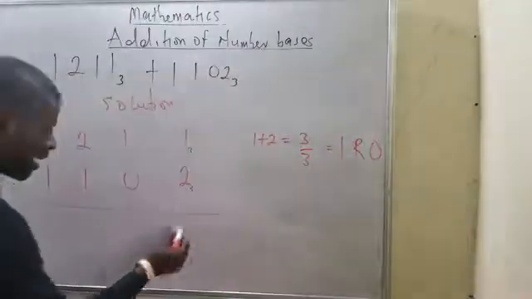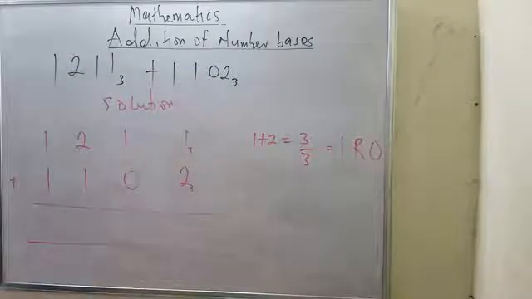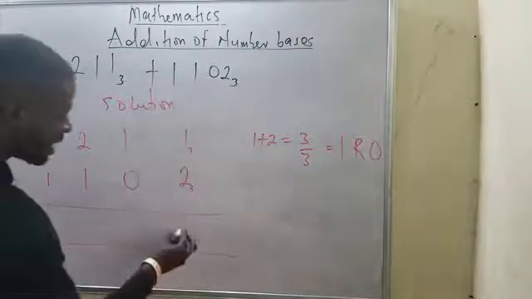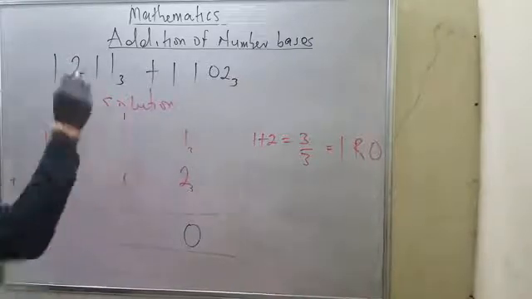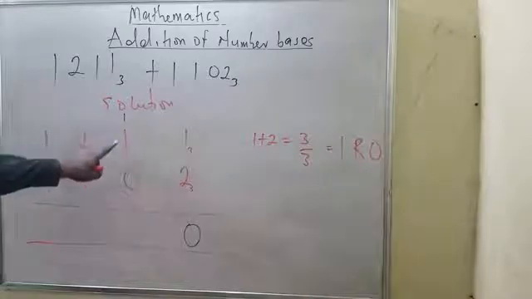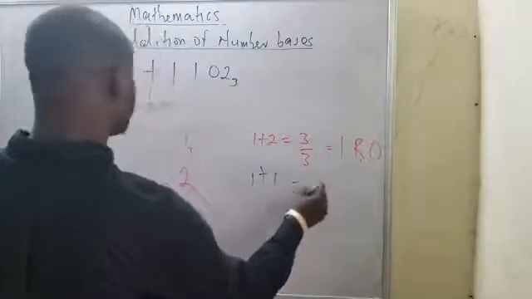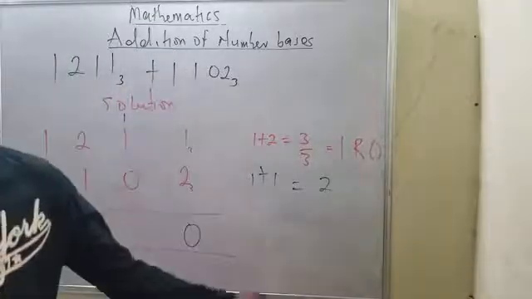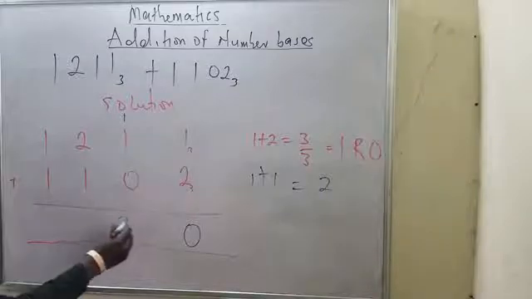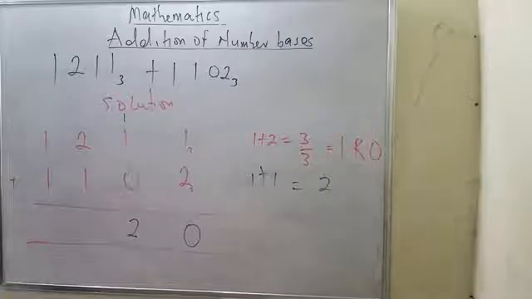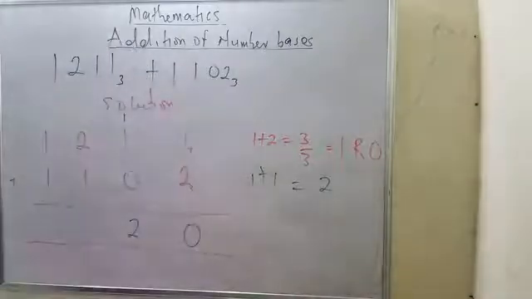Now, I will write my remainder. Let me use the marker. Remainder is 0. How many times? 1 time. Now, this plus this, it means 1 plus 1 equals what? 2. Mind you, 2 is not up to 3. No problem. You will write your 2 like that. As long as it's 3 or greater than 3, there will be a problem. That is what I want you to understand.